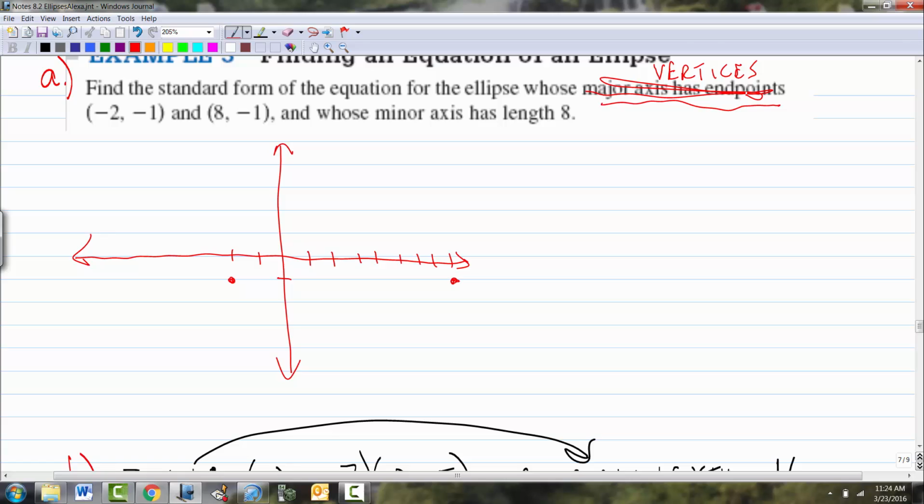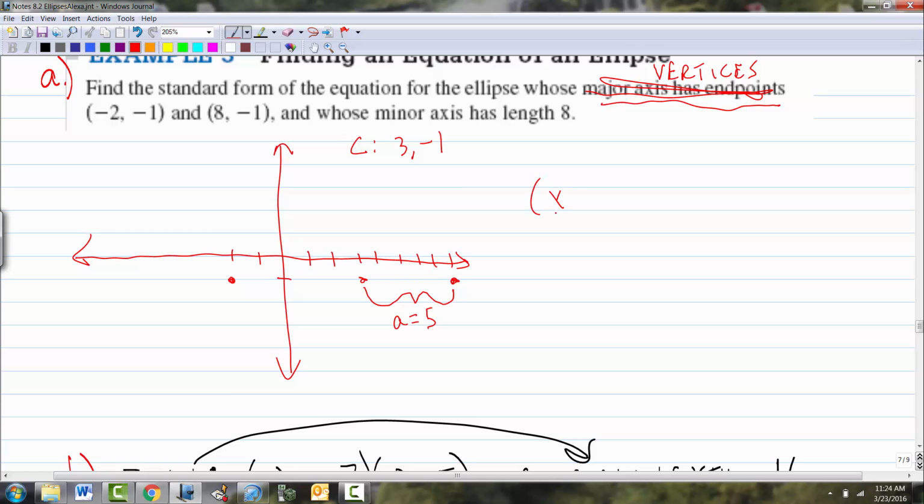Okay, so where's the center? In the middle. But where is the center? 3, negative 1. 1, 2, 3, comma, negative 1. And then what's A, since these are the endpoints of the major axis? What's the answer? Someone's whispering it. Apparently the rest of the class can't count.